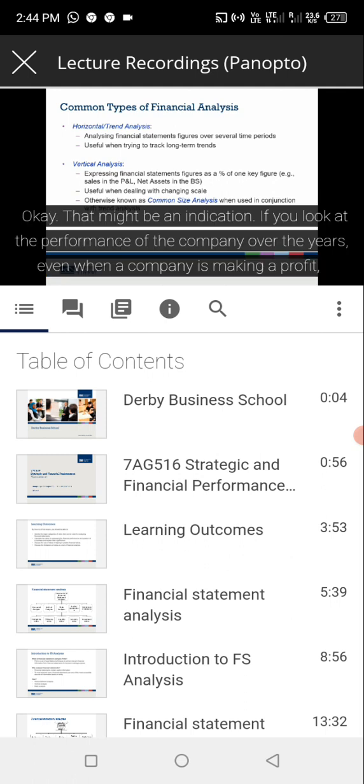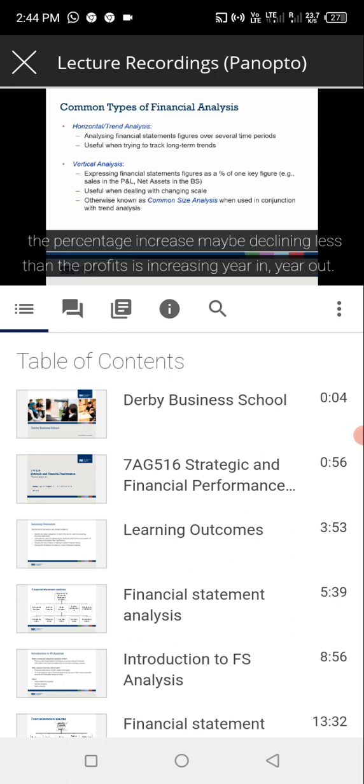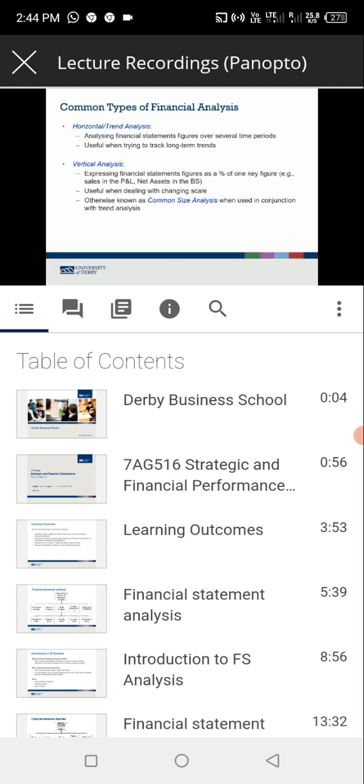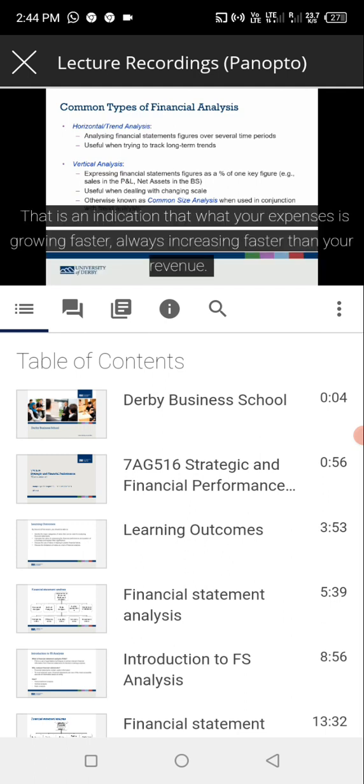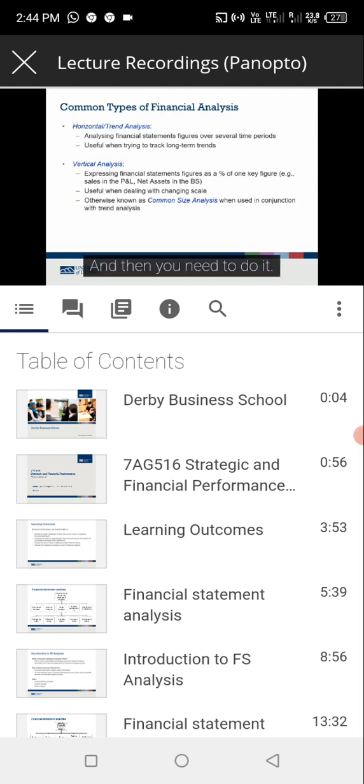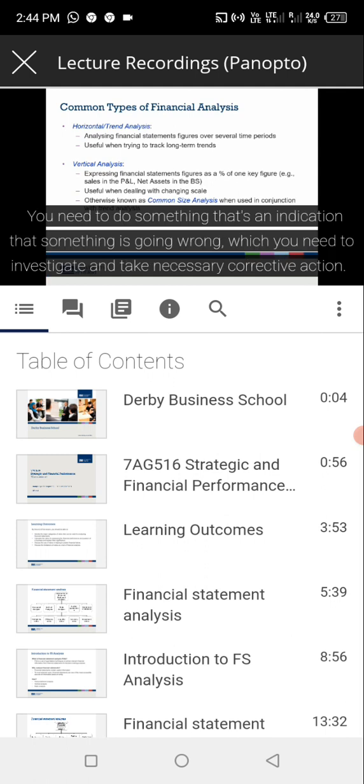That may be an indication. If you look at the performance of the company over the years, even when a company is making profit, the percentage increase may be declining. Let's say the profit is increasing year in, year out, but the percentage increase is what? It's declining. That is an indication that what? Your expenses are growing faster or increasing faster than your revenue. And then you need to do what? You need to do something. That's an indication that something is going wrong, which you need to investigate and take necessary corrective action.